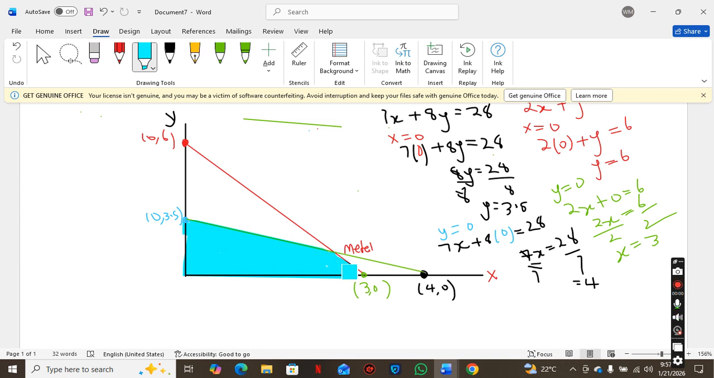Yes, this is the feasible region. Oh, I forgot to mention one thing. Before you find the feasible region, you have to find where these two lines intersect. What are the coordinates here?